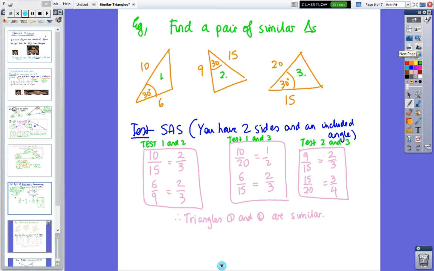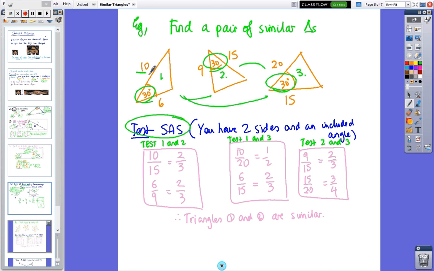Okay, so we're looking for this in this example for a pair of similar triangles. Now we don't have all the sides, we don't have all the angles, so we're going to use the SAS test. Okay, so looking, we've got 30 degrees, 30 degrees, 30 degrees, so they've all got the same angle, and what we're going to do is test whether these two are the same, or these two are the same, or second and third's the same.